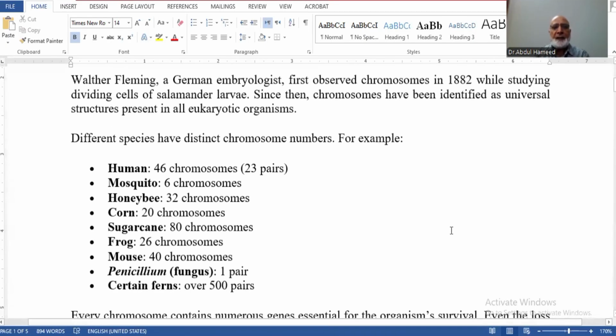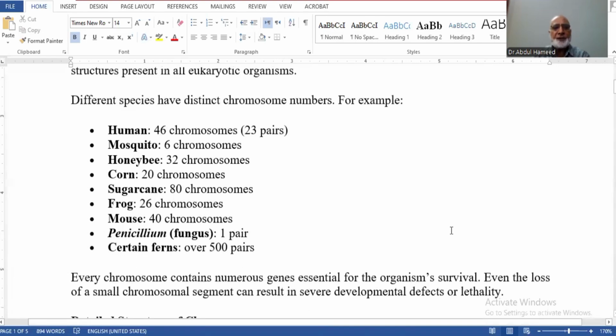Different organisms have different numbers of chromosomes, and obviously their chemical nature and properties are different. For example, humans have 46 chromosomes, a mosquito has 6, and the rest of the organisms have their own different numbers. Let me emphasize Penicillium, which is a fungus. It has only one pair of chromosomes. What does that mean? There is only one circular DNA in it. In that case, the organism is haploid or monoploid; better to say monoploid.